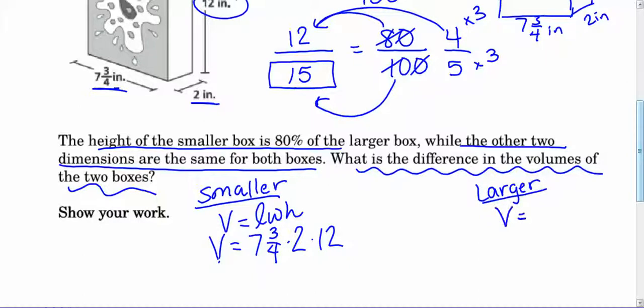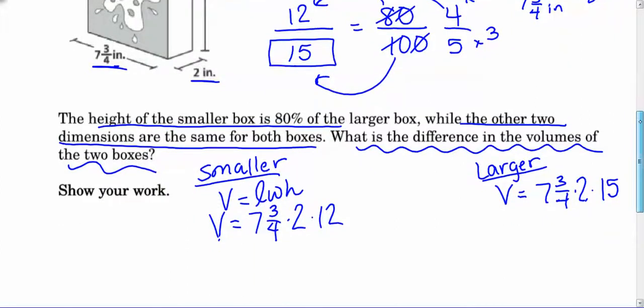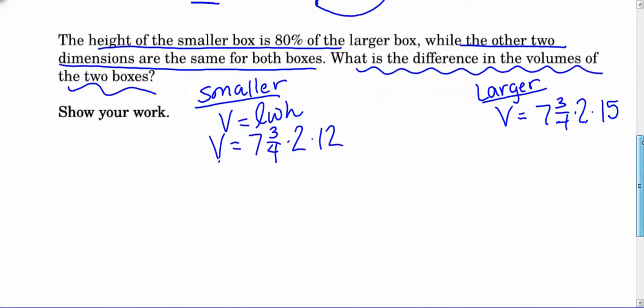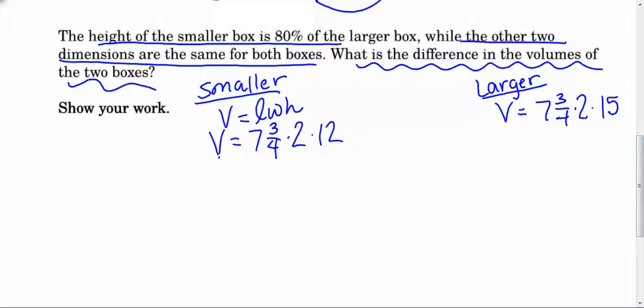And we know that 7 3/4 is the same, 2 is the same, and instead of 12, it's 15 inches now. So we just need to do some calculations here. Now, if you were at school right now, I would show you how to use a calculator to do this, because if you have it, why not use it? But we can go old school with this. So first thing I would do is make this 24, and I would say 7 3/4 times 24.